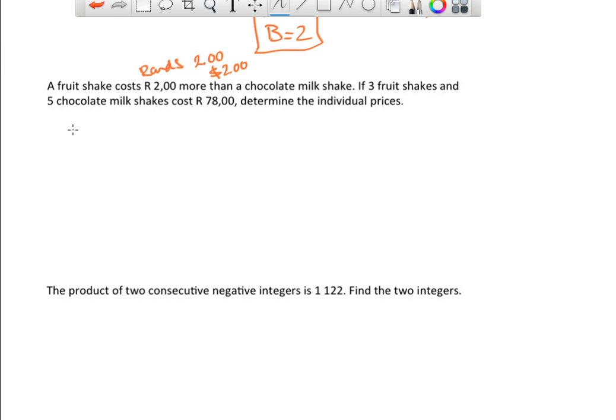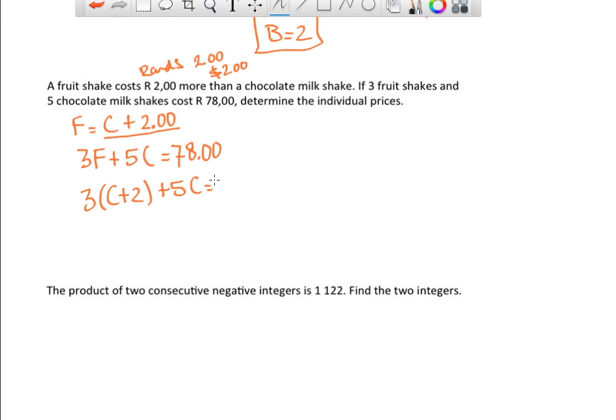So a fruit shake is the same as a chocolate milkshake plus 2. We know that 3 fruit shakes and 5 chocolate shakes are 78 rand. So these are the 2 statements that I can translate, and now I have another system, and I'm going to try to solve it. Since I'm given what f is, I'm going to plug c plus 2 into here. So 3 times (c plus 2) plus 5c is equal to 78.